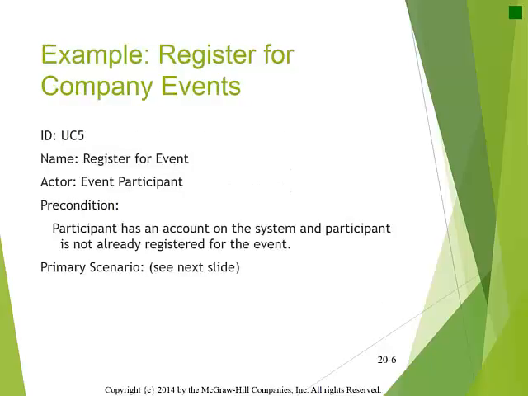Here is an example of use case 5. The name is register for an event. The actor is an event participant. The precondition is that the participant has an account on the system and that the participant has not already registered for the event.